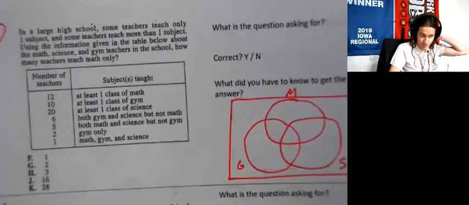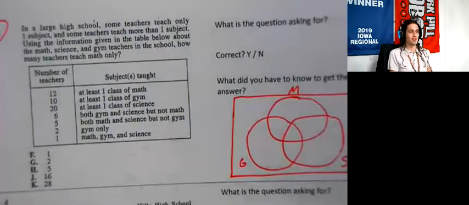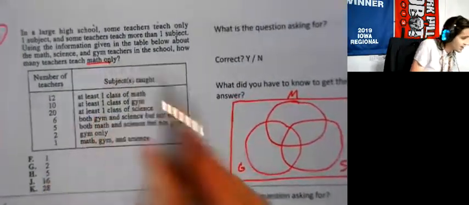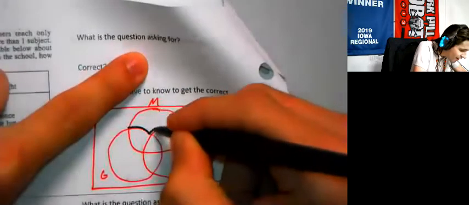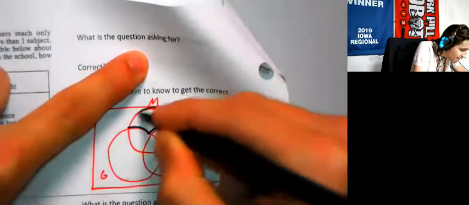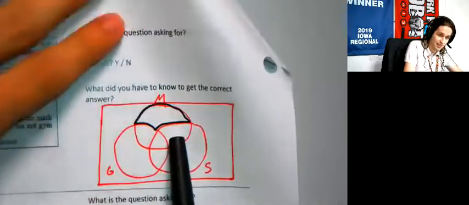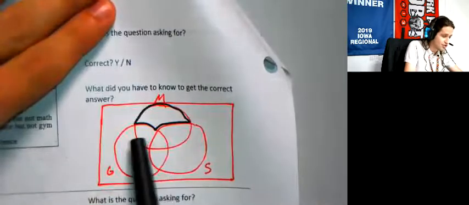In a large high school, some teachers teach only one subject and some teachers teach more than one subject. Use the information given in the table below about math, science, and gym teachers in the school. How many teachers teach math only? If we were looking at a Venn diagram, math only would be how many people are in this black region, which does not overlap with science and does not overlap with gym. And think about what these other regions are. Those are the math and science teachers. Those are the folks that teach everybody. Gym and science, gym and math.